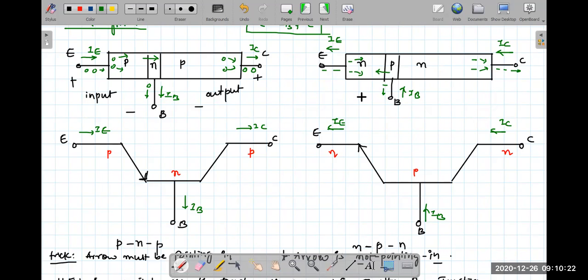The major reason is that conduction in PNP is because of holes. Conduction in NPN is because of electrons. And we know that the mobility of electrons is greater than the mobility of holes. Understood? Electrons are the ones responsible for conduction in NPN. So that's why I would prefer, in fact, all of us would prefer an NPN transistor over a PNP transistor. Do you agree with that?